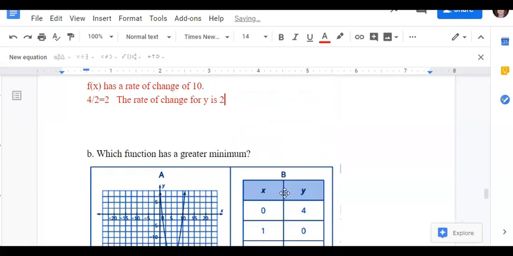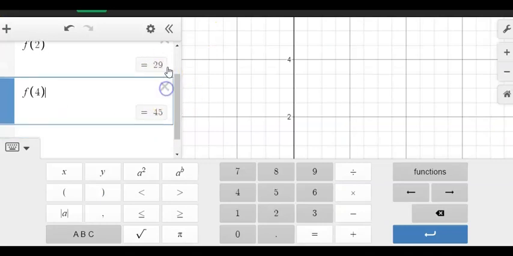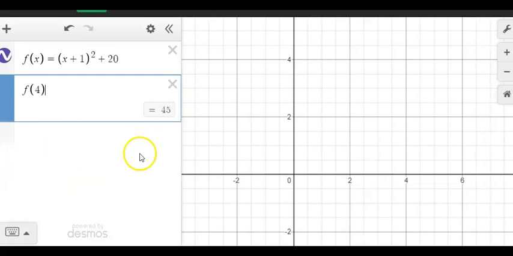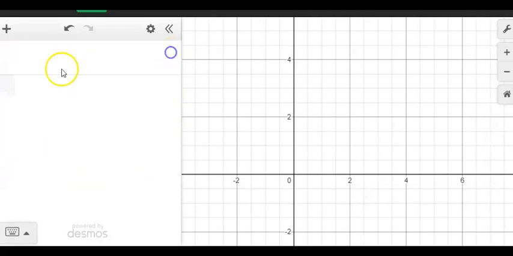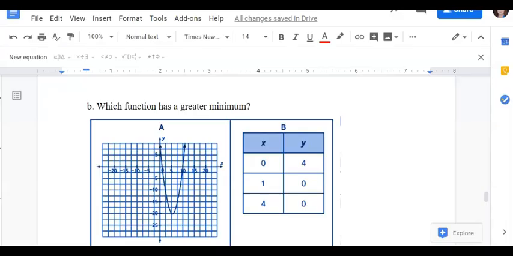All right, next, which function has a greater minimum? Well, this one's actually kind of cool. I'm just going to graph this. So I'm going to get out of this. Let's X all this out. Get rid of this keyboard, which didn't even help me. All right, let me add a table. And I will actually create the table that they have here for B. I can see the minimum on the graph, so I don't have any work for that one.